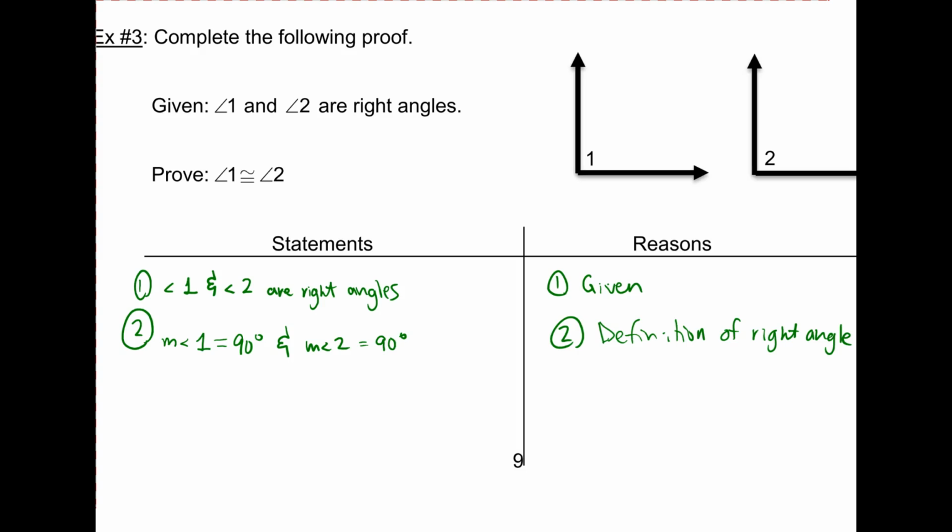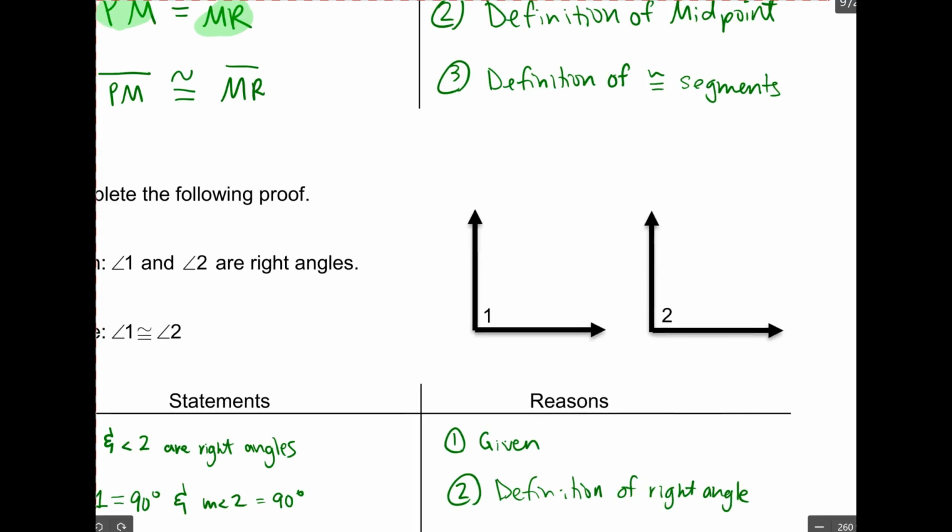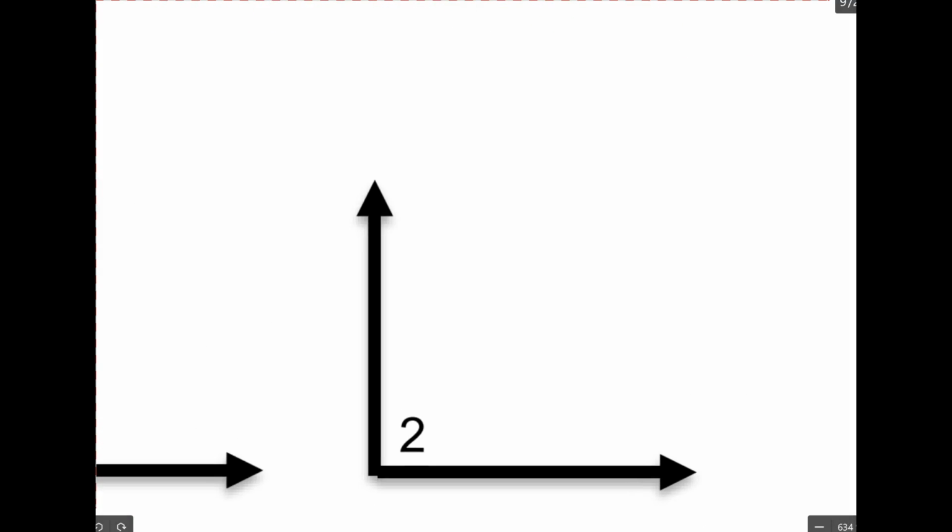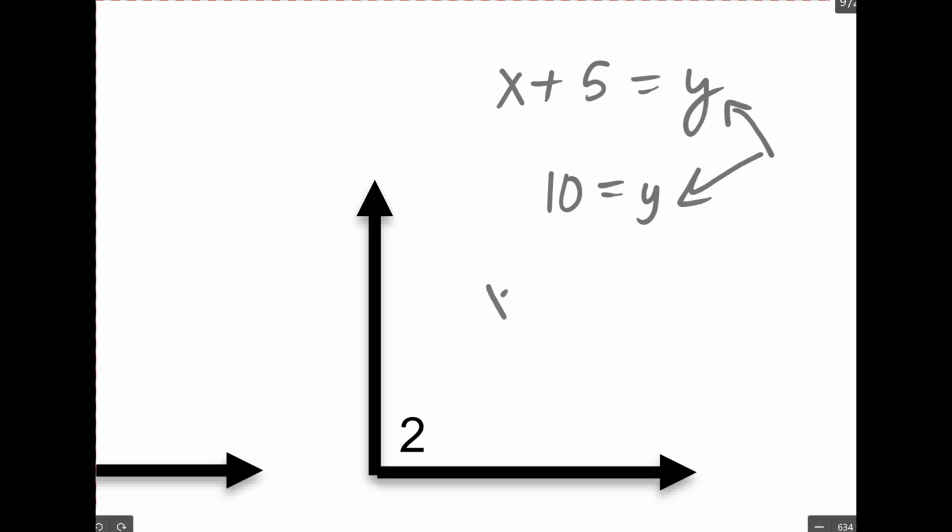So if measure angle 1 is 90 and measure angle 2 is 90, then I can set the 90 degrees equal to each other because it's the same. Let me just do a little aside. Let me show you what I mean. This is not on your notes. If I have x plus 5 equals y, and I know 10 equals y, guess what? These are both y's. It's the same y. I can literally set those equal to each other. See where this is going?